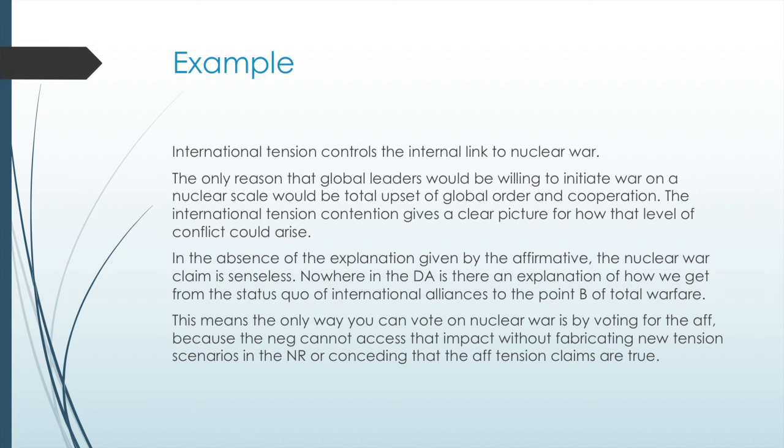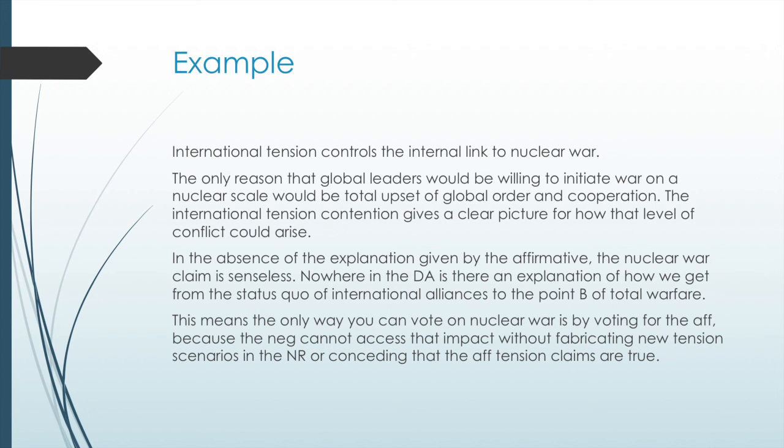So I'm going to talk about the ballot. I'm going to say that this means the only way you can vote on nuclear war is by voting for the AF, because the neg cannot access that impact without fabricating new tension scenarios in the NR or conceding that AF tension claims are true. So if international tension is the only way that we get to nuclear war, then there's no way that nuclear war is going to happen in the negative, because the negative never tells us where tension rises. The AF is the only place that you can vote if you think nuclear war matters, because voting for the AF gives you a robust enough scenario to understand why tension rises to the point of nuclear war occurring.